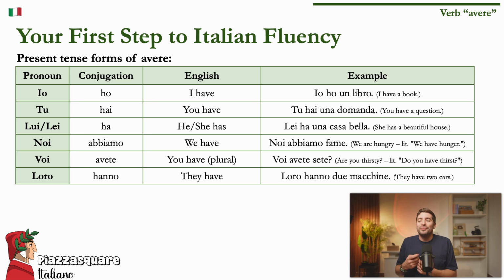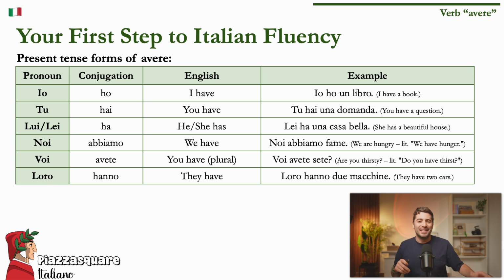Loro hanno, they have. For example, loro hanno due macchine. It means they have two cars. Important pronunciation tip. In Italian, the letter H is silent. So, o, i, a, anno, they are pronounced like this. O, i, a, anno. It's a common beginner mistake to pronounce the H, but now you know the secret.